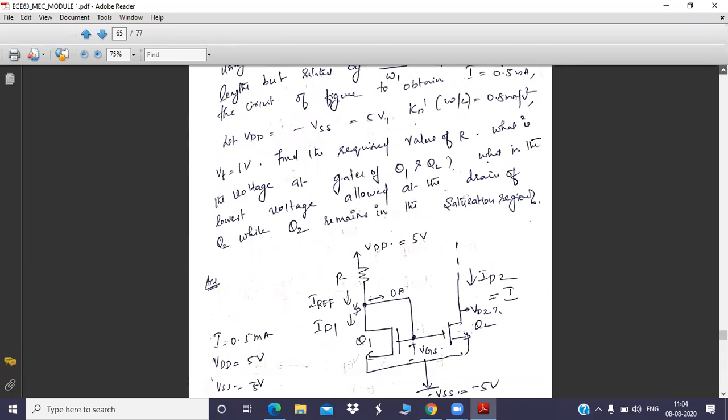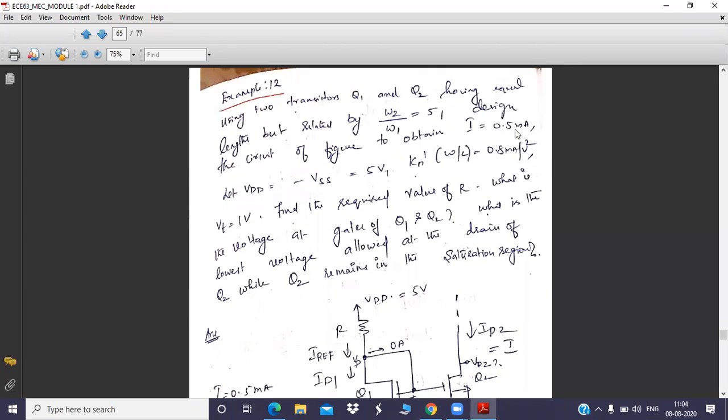So what are the given specifications? I is equal to 0.5 milliampere. That is, this is the maximum current that is allowed to flow through the device. And you have the supply voltage VDD and VSS, that is 5 volt. And you have K'n W by L as 0.8 milliampere per volt square. The threshold voltage is 1 volt.